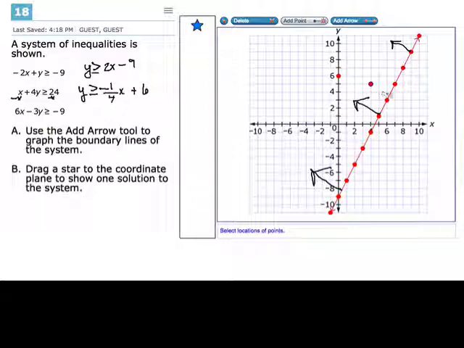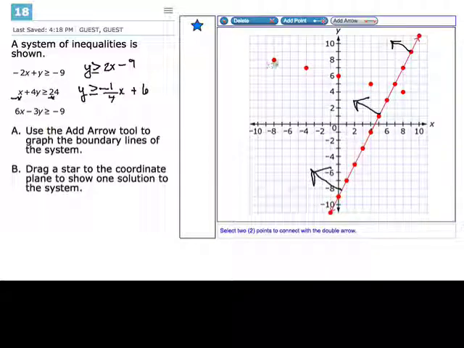Down 1, 1, 2, 3, 4. So up 1, negative 4. And now we have our arrow. Now it has to be greater than that. So I know it's going to go that way now.